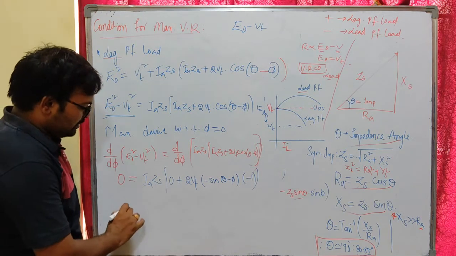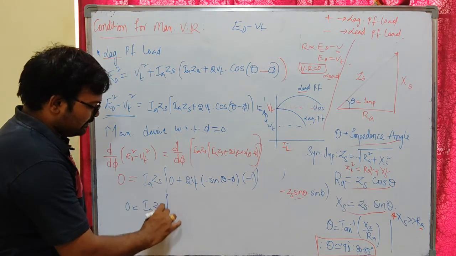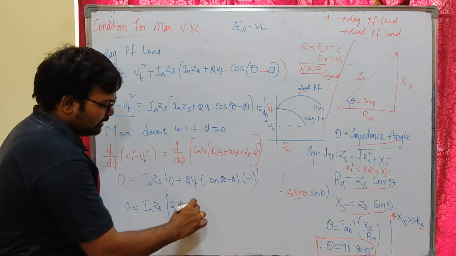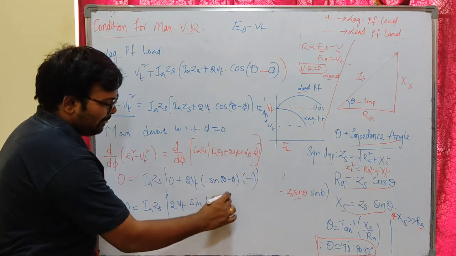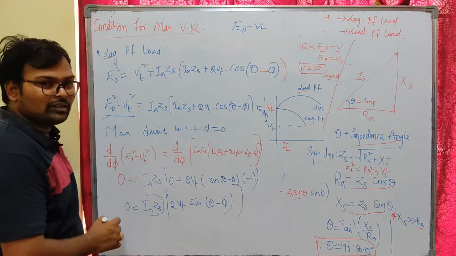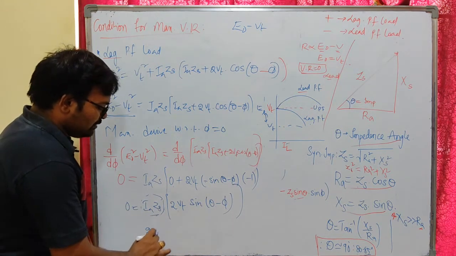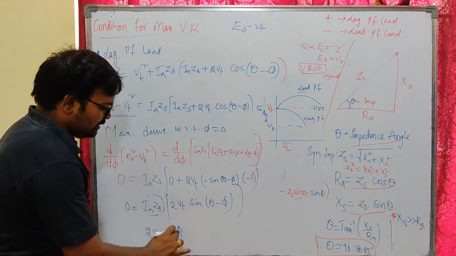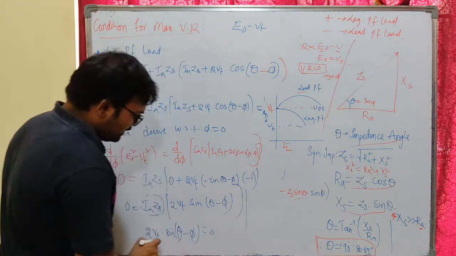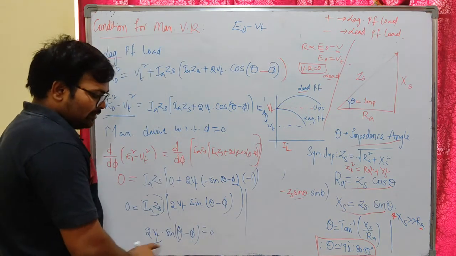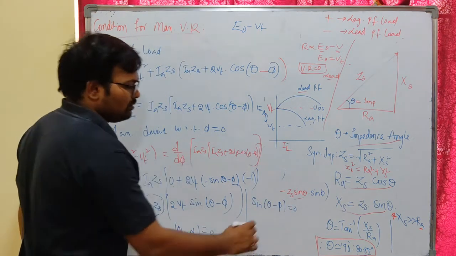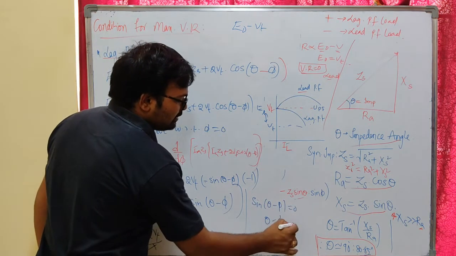So that will become 0 equal to IaZs times 2VT sin of theta minus phi, the minus signs cancelling. This term should not be 0 because it has a very high value, the synchronous impedance drop. So I make the other term 0: 2VT sin of theta minus phi equal to 0. 2VT cannot be 0 because it has a very high value. So sin of theta minus phi equals 0.